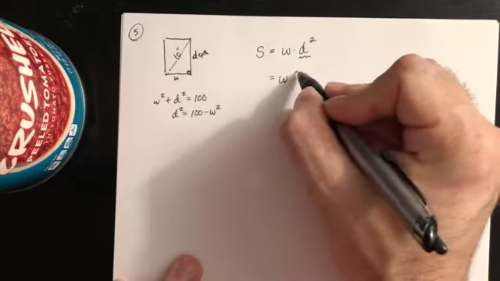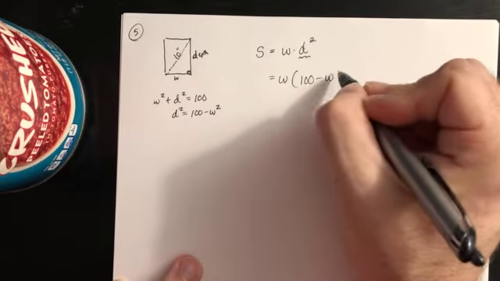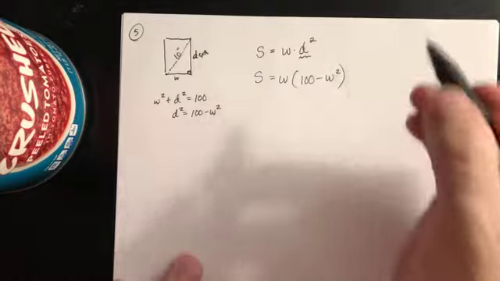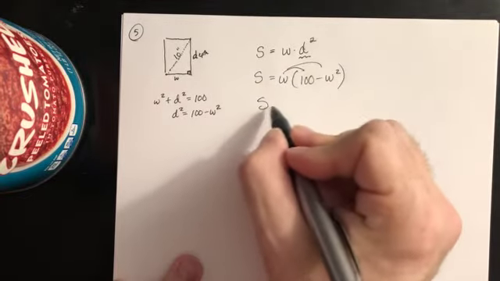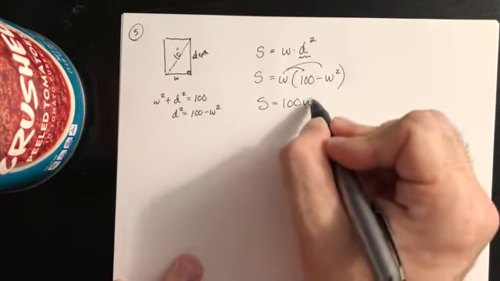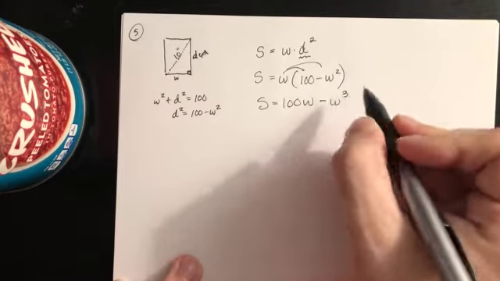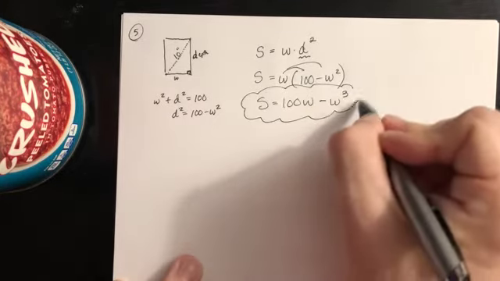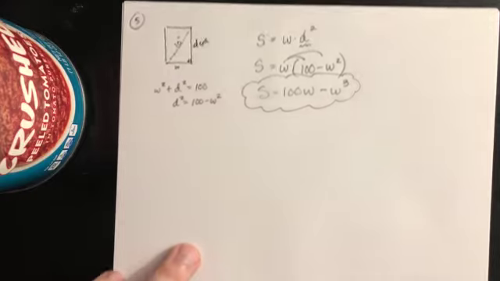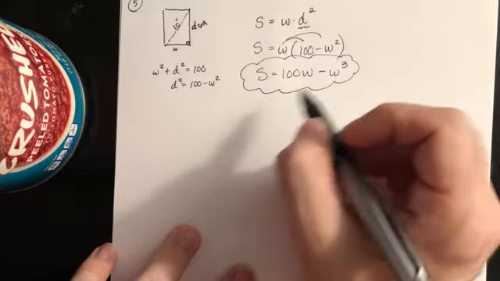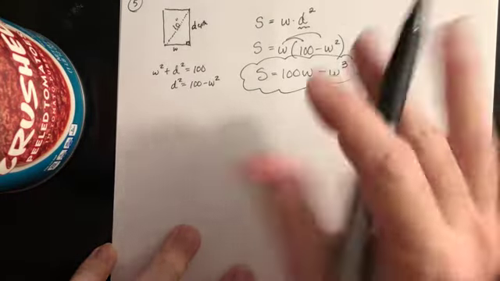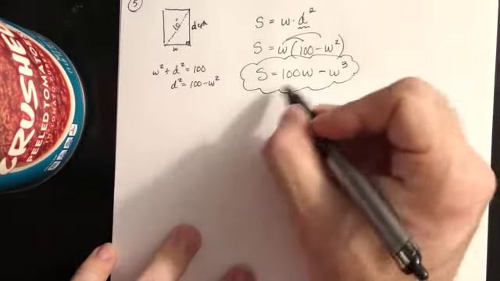I can say W times 100 minus W squared. And oh, that's so much nicer, isn't it? Distribute to clean it up. 100W minus W cubed is your guy. And you're like, oh my God, Mr. Ernest, this is way nicer. And I'm like, yeah, I know. I could still be screwing this up, though, by the way. I'm just going to say this right up front.